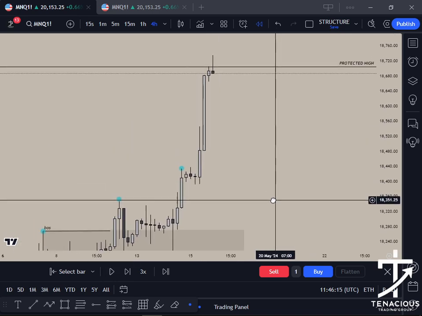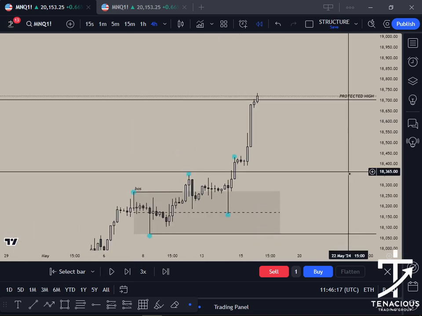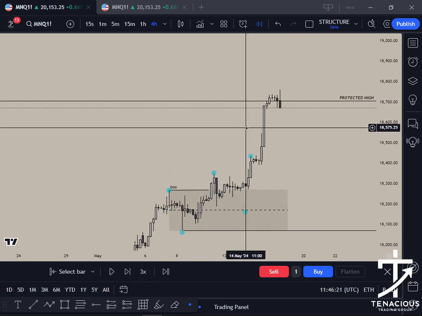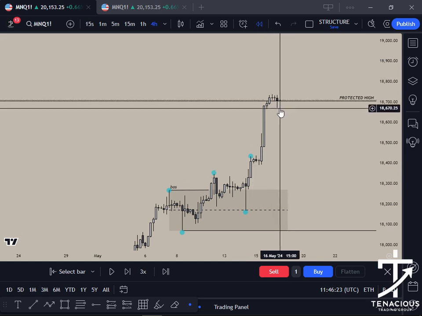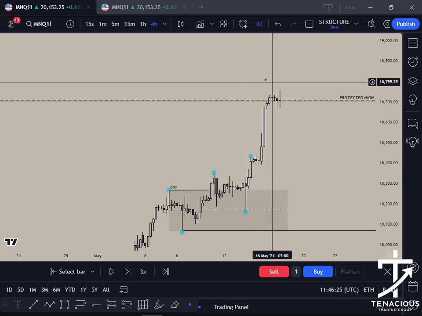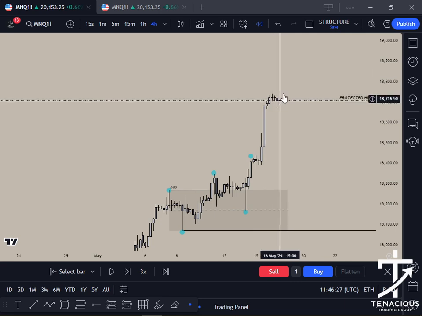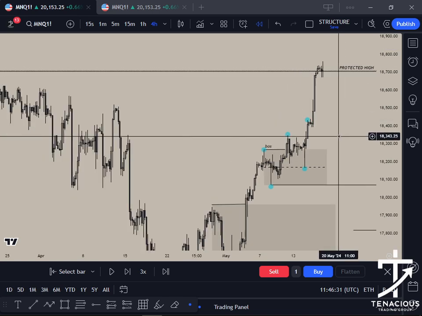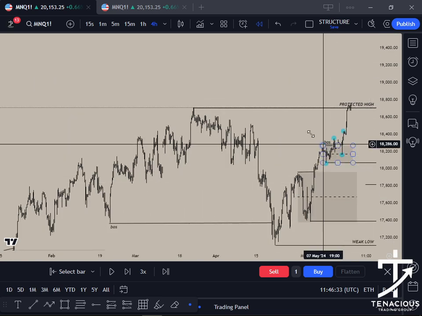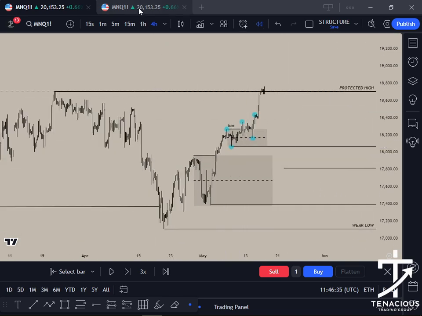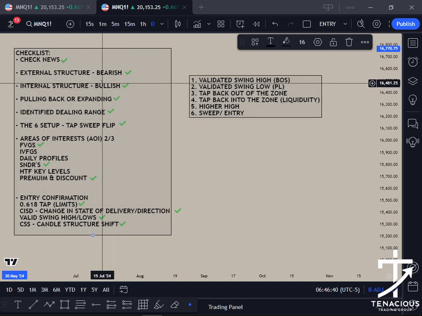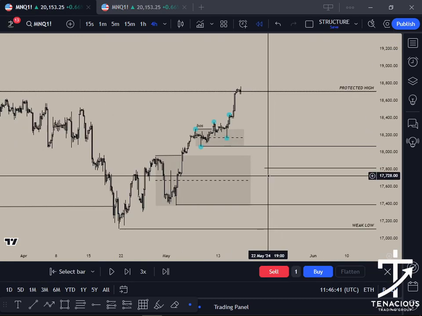See, we keep going higher. And now what's happened? Let's just confirm. Yeah. So now what's happened is we have broken the protected high. So can you see now, internally we was pulling back, but internally we was also bullish. You know, we never ever failed.